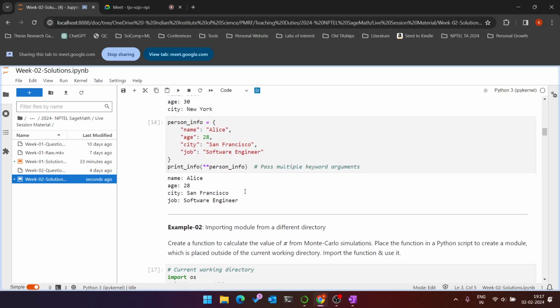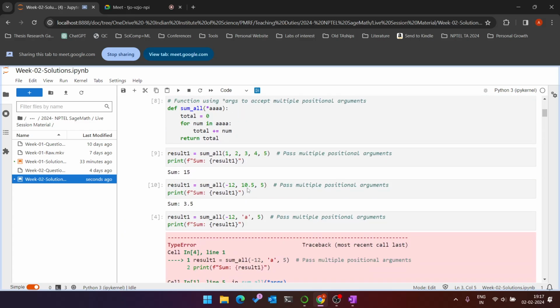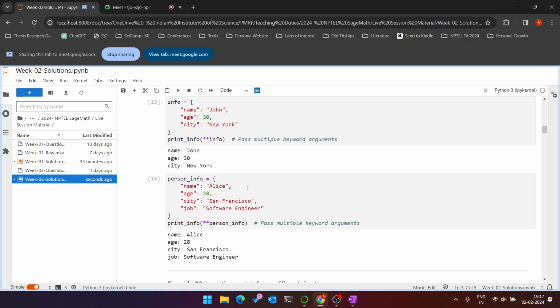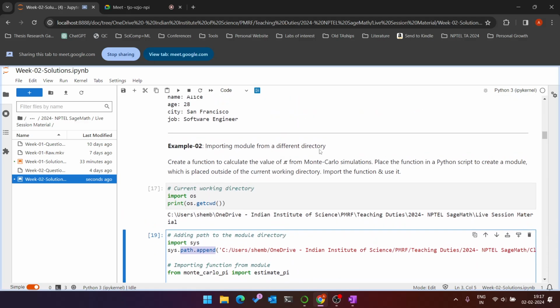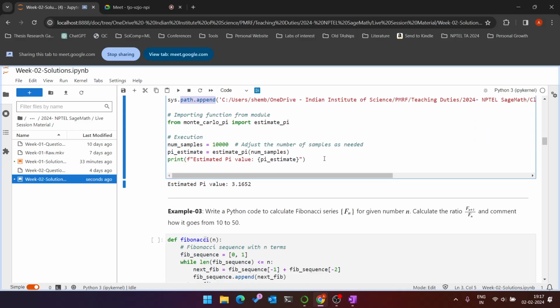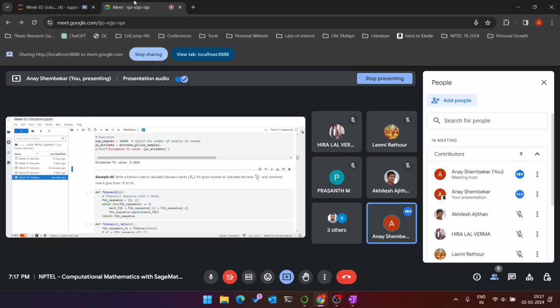Okay, so are the first couple of examples clear? Like both the args, kwargs, and this importing module. Does anyone have any doubts here?